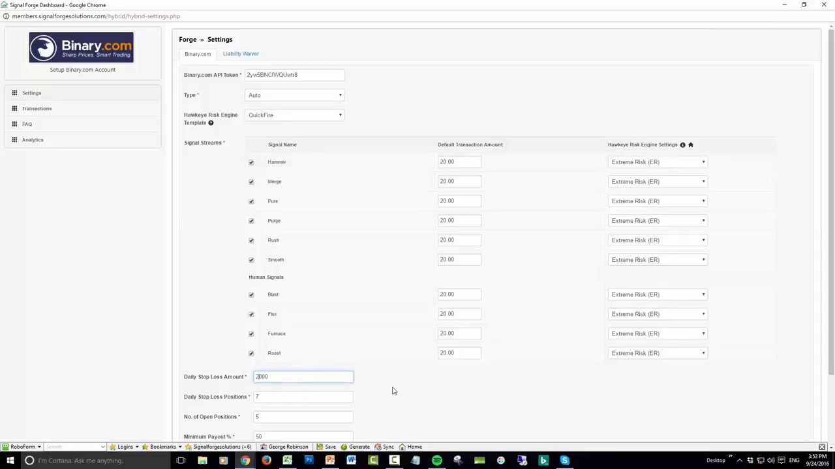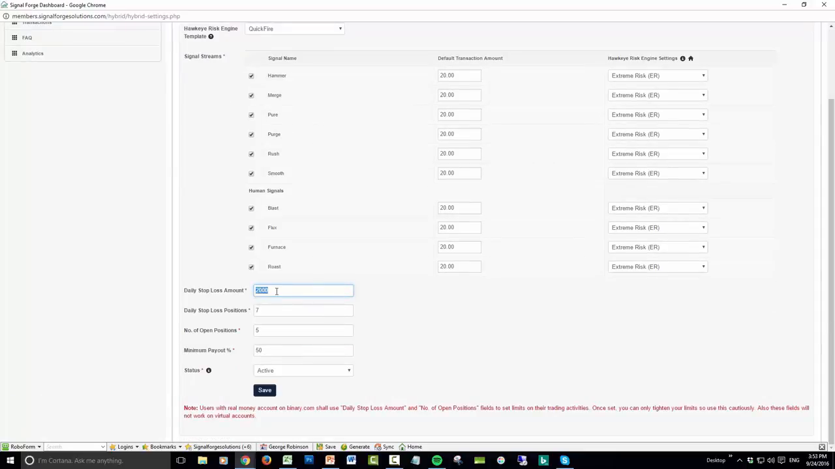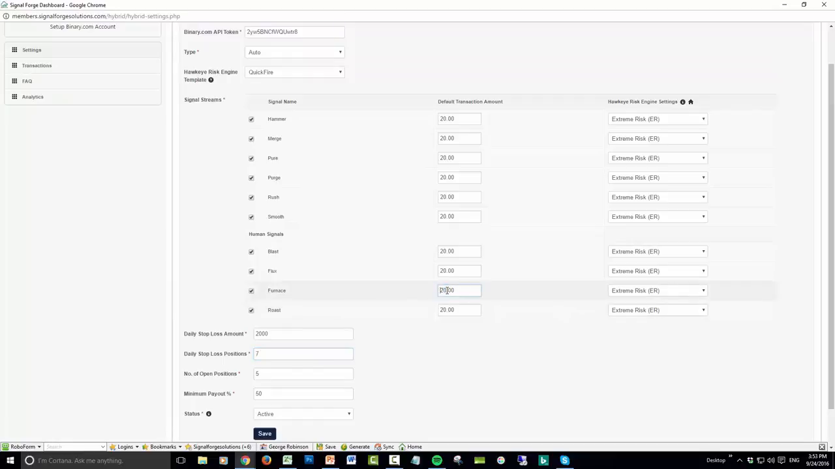But back to this 2,000 unit here. We don't want to lose $2,000 in a day, particularly on our account size. We're doing $20 risk trades, so our account size is not really very big, and we certainly don't want to lose $2,000 in a day. But this setting below it, daily stop loss positions, is how many trades you can lose in a day before it will turn off. We've got that at 7. So our transaction amount is $20 a trade, so 7 times 20 is $140 effectively what we'll lose in a day before the system will turn off.